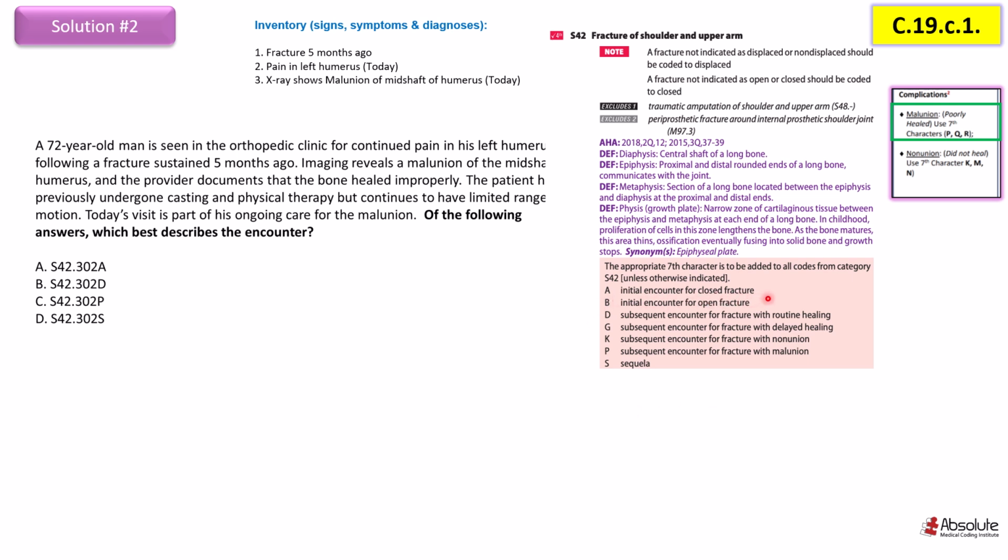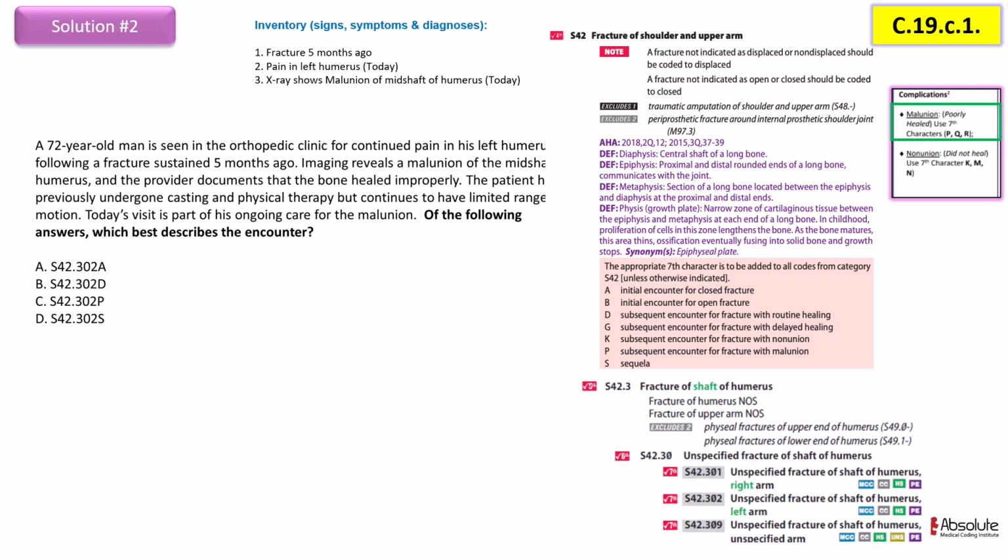A is initial encounter for closed fracture, but B is initial encounter for open fracture. C is the same for open fracture type. D is subsequent for routine healing. G is subsequent for delayed healing. K is subsequent encounter for fracture with nonunion. But P is a subsequent encounter for fracture with malunion. And S is an encounter for a sequela, and we've learned what sequelae are, right? The residual effect. Okay, coders, so let's look at our code.